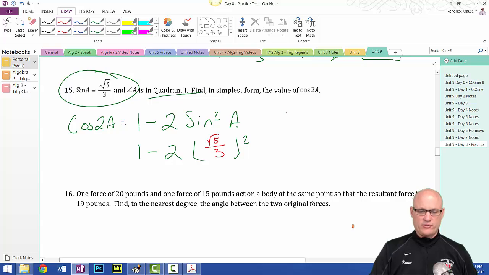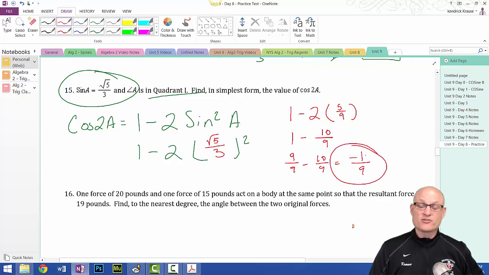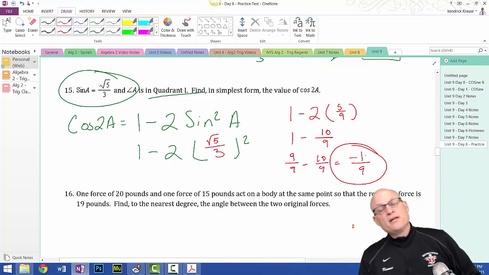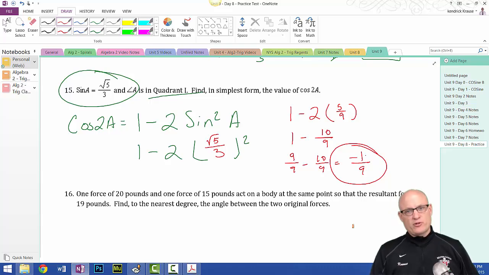So what we got to do is 1 minus 2, and this thing would be 5 over 9. And then if I did that, that'd be 1 minus 10 over 9. And then if I did this as 9 over 9 minus 10 over 9, I get negative 1/9. And there's your answer. And just so you know, anytime you get repeating numbers like that, 0.111111111, that's over 9. If you get 0.25, 0.25, 0.25, that's 25 over 99. So anytime you get repeating numbers like that, it's always either over 9 or 99 or something like that.